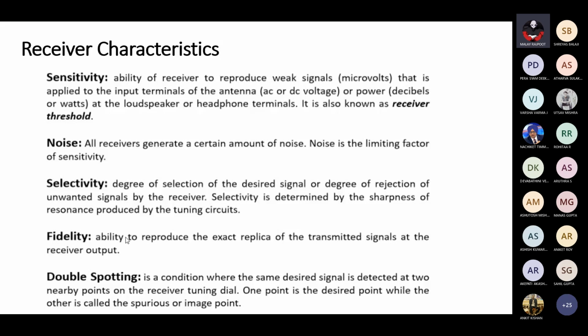And double spotting is one of the characteristics. Double spotting means we will receive two similar signals, so you can't distinguish which is the original one and which is the unwanted one. So that's called double spotting.